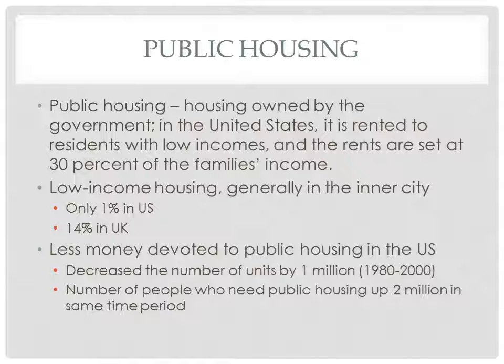Well, when we look at it, the number of people who would qualify, who would need public housing, the number of people who are low income, actually went up by 2 million during that same period of time. So we're talking about a 3 million housing unit deficit during this period of time from the 1980s to the 2000s. 1 million fewer units and 2 million more people.